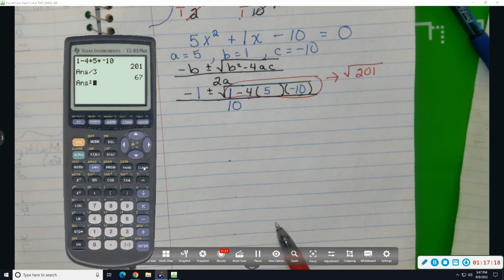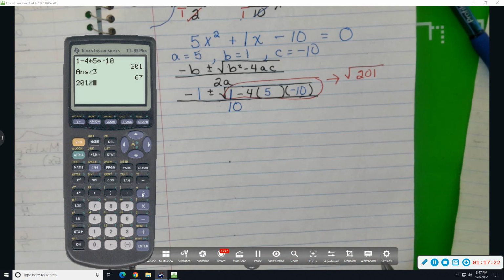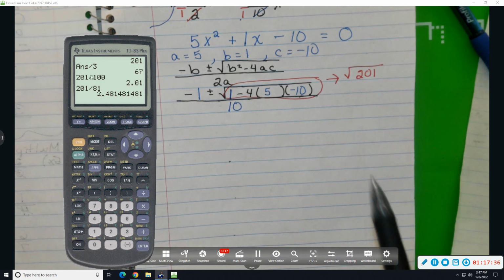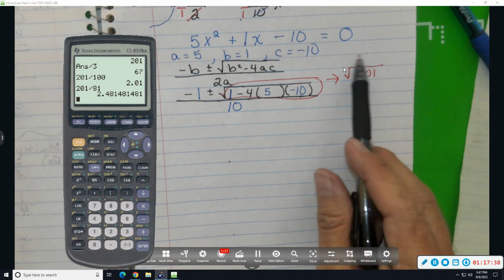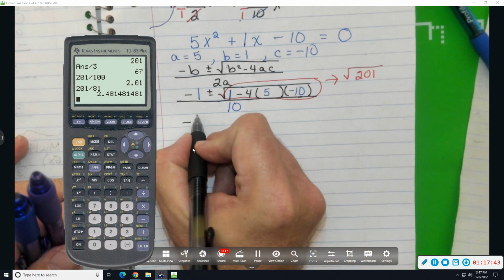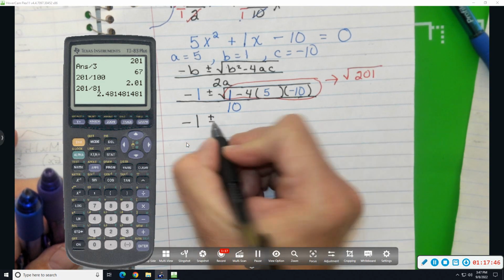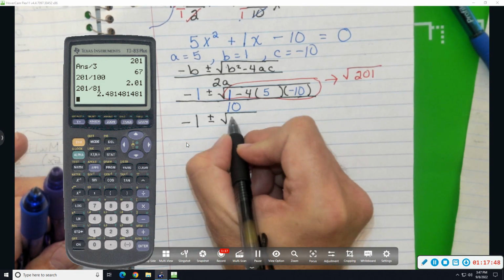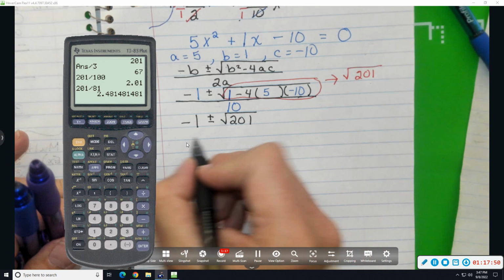Let's see. Say 201, trying to divide it by something like 100. Obviously, it's not going to go in evenly. 201 divided by 81. I'll let y'all go through and just convince yourself. If you don't believe that the square root of 201 can't be reduced, go through your list of perfect squares until you convince yourself it can't be simplified. So now I'm going to write it all with just one color.